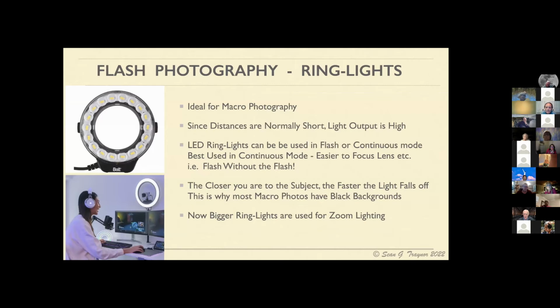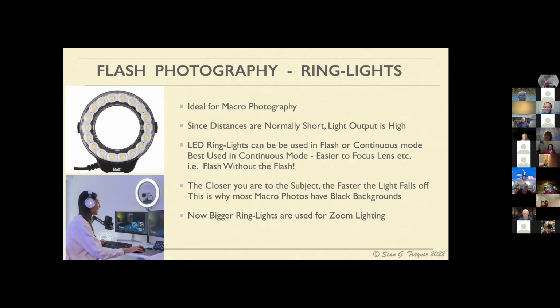So one of the great tools in flash photography, particularly for macro, are ring lights. And the nice thing about the ring light is it goes right over the lens and it fits on most macro lenses. They're about 77 millimeters or so in diameter. And since the distances in macro photography are normally short, the light output is actually very high. And nowadays, these ring lights all are made with LED lights, and they can be used either in flash or continuous mode.